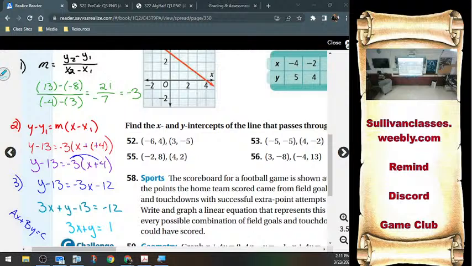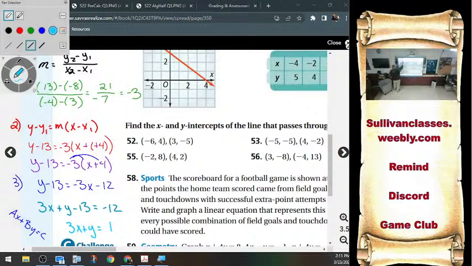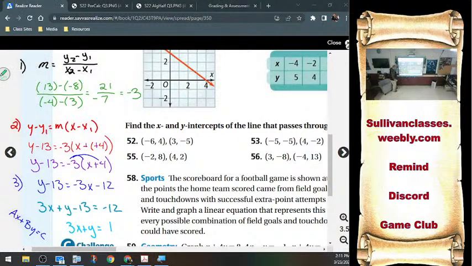Once I'm there, they didn't ask for the equation. They asked me to find my intercepts. Intercepts is that plug a 0 in, cover up x and y business. If I plug a 0 in for x, I get my y-intercept is just 1.